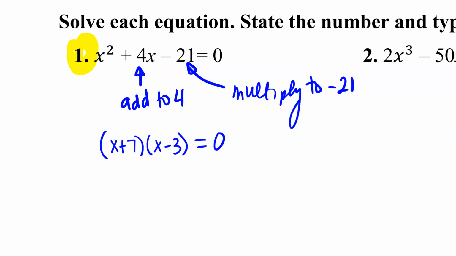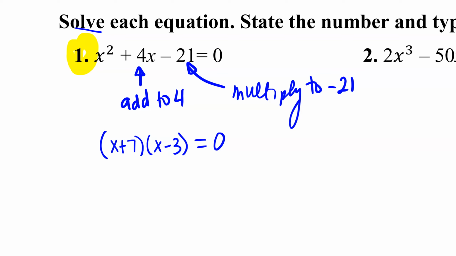Okay, so what adds to positive 4 and multiplies to negative 21? It tells you if we're adding to a positive and multiplying to a negative, one of them has to be negative, one has to be positive. Really, the only things that multiply to 21 are 1 and 21, or 3 and 7. So I need it to be a positive number. That's why I have x plus 7, and then x minus 3, because if you add them, you get 4. You multiply them, you get negative 21.